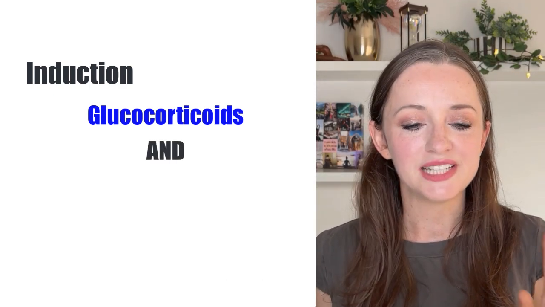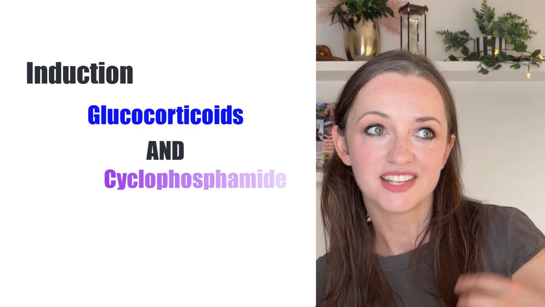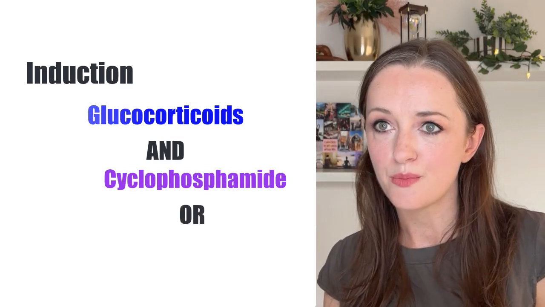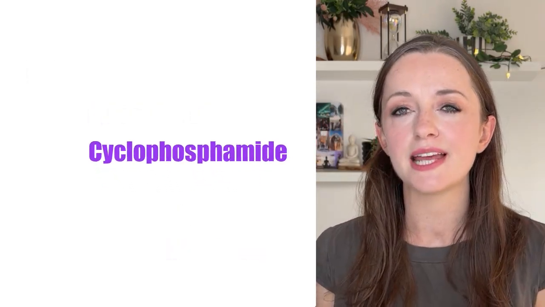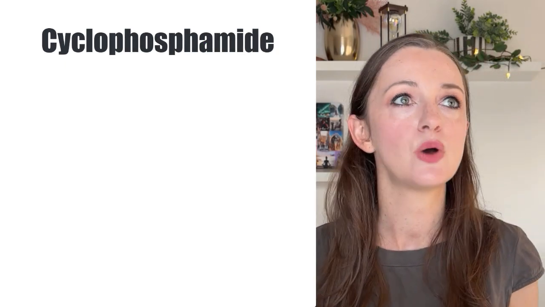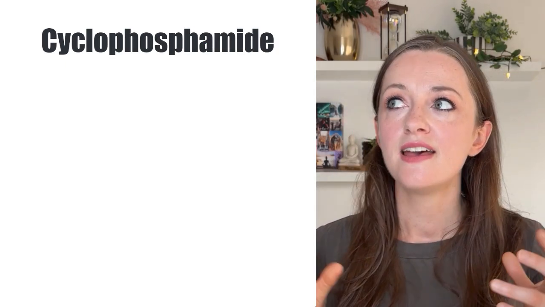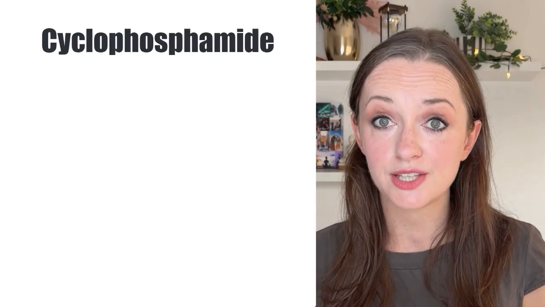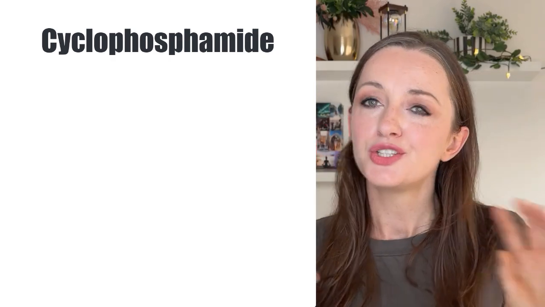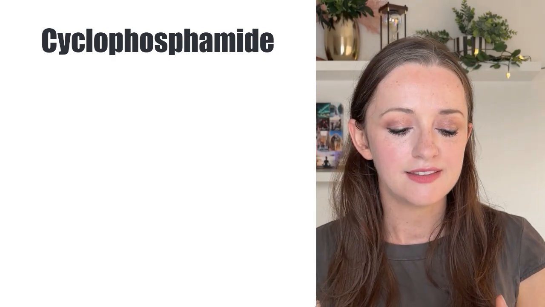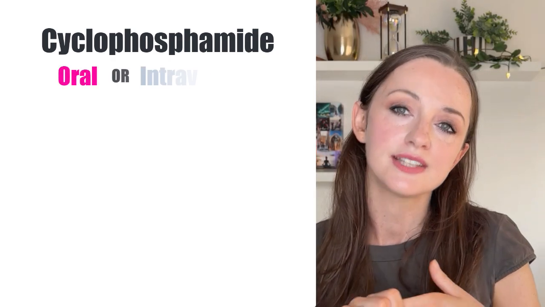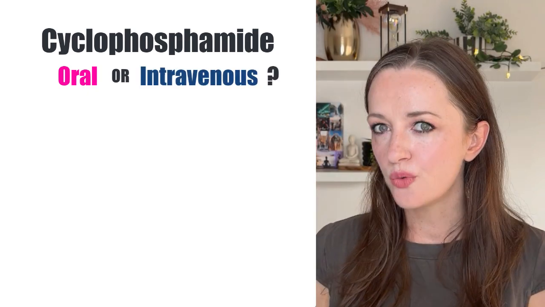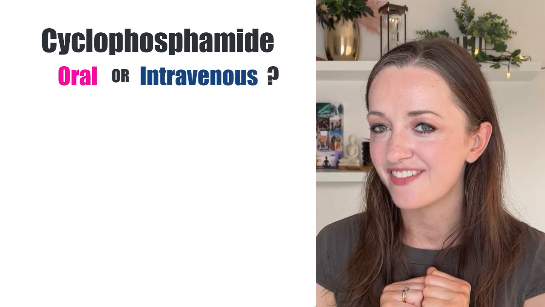Then what we do is we decide, should we give them cyclophosphamide? Should we give them rituximab? Cyclophosphamide is the tried and tested one. This is the one we use in the most severe cases. This is the one that we have the most experience with. But there's 2 different types of cyclophosphamide. There's oral cyclophosphamide and there's IV cyclophosphamide. So which do you reach for in ANCA vasculitis?